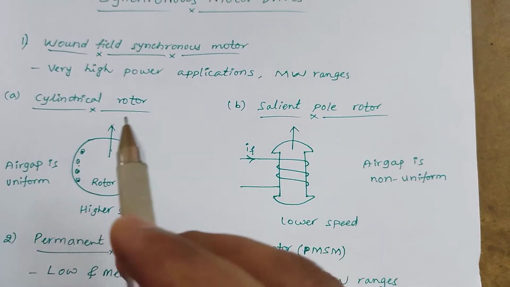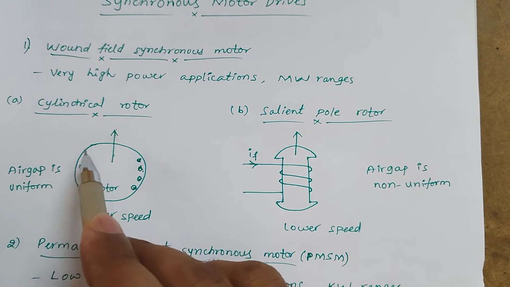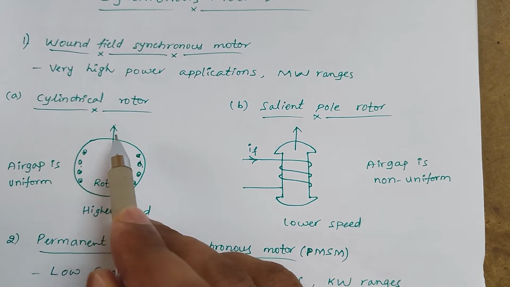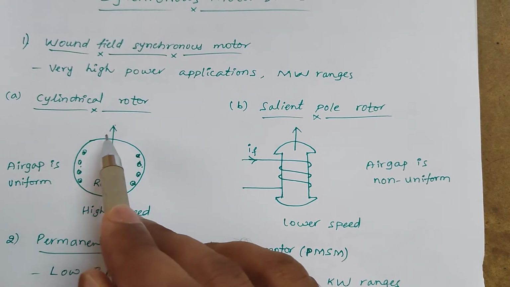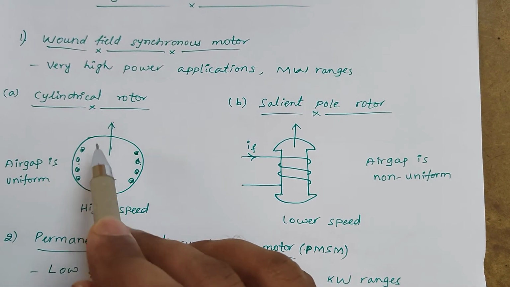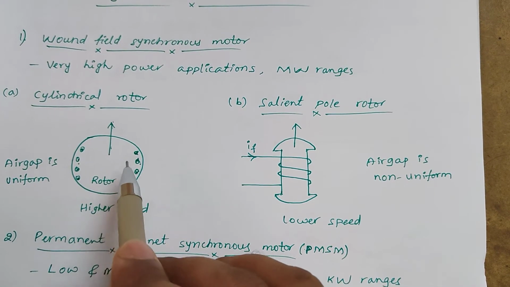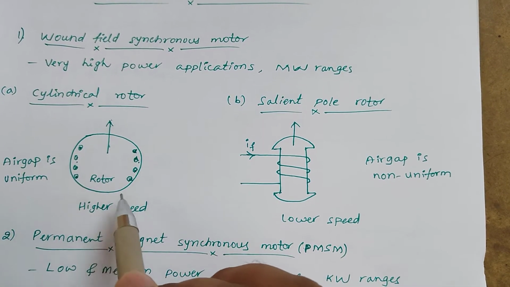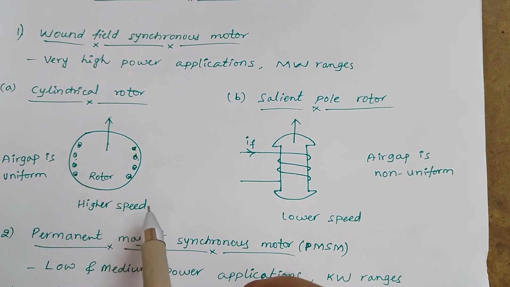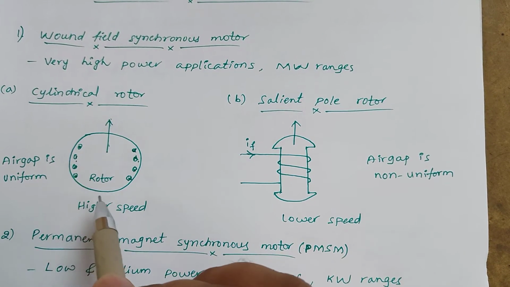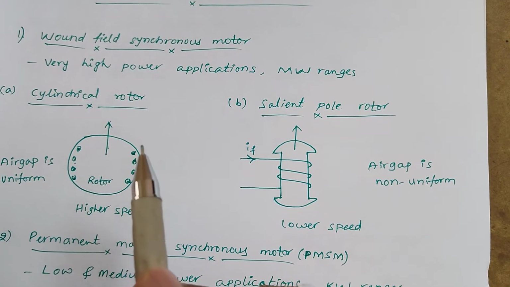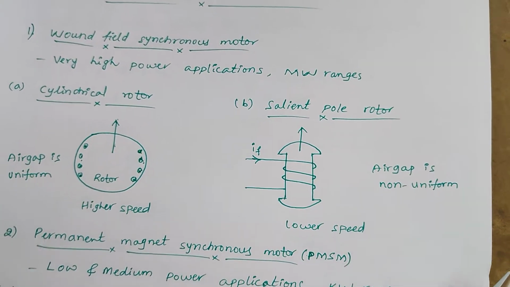In the cylindrical rotor synchronous motor drive, the air gap is uniform because the rotor is in cylindrical shape, and the field produced is also uniform. These drives are used in high speed applications because there is no mechanical instability in the cylindrical rotor. So this is all about the cylindrical rotor briefly.